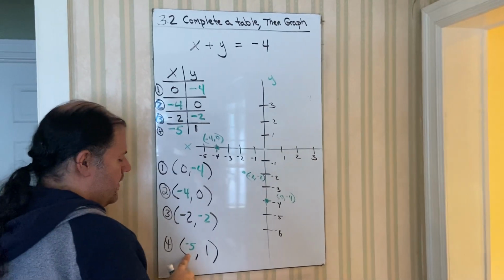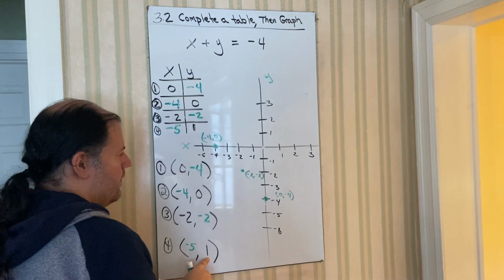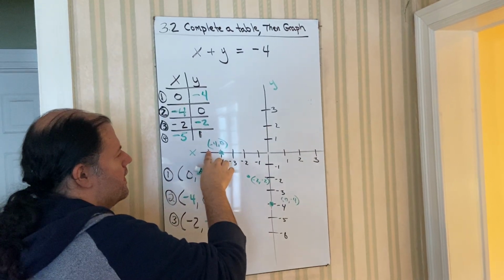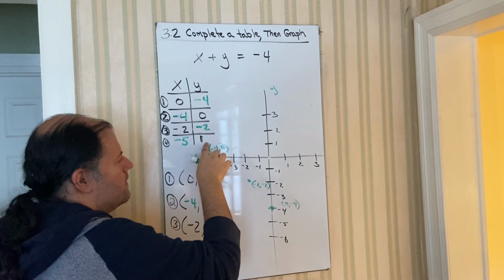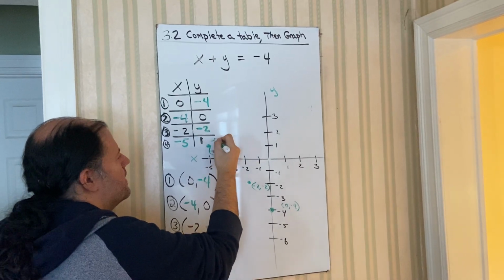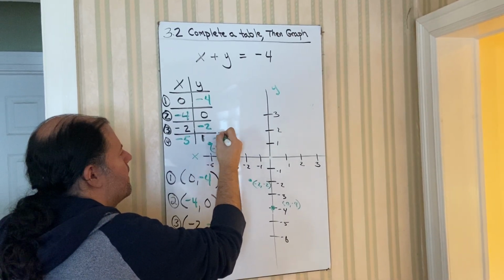And then the next one is -5, 1. So find x, which is -5. And then 1, go up 1 unit. Positive. So I'll squeak it in there. And that's -5, 1.